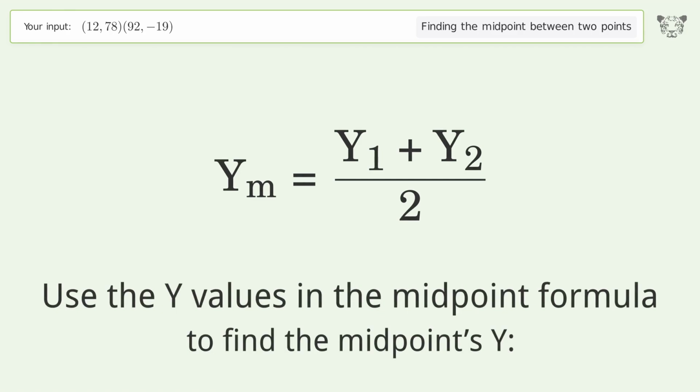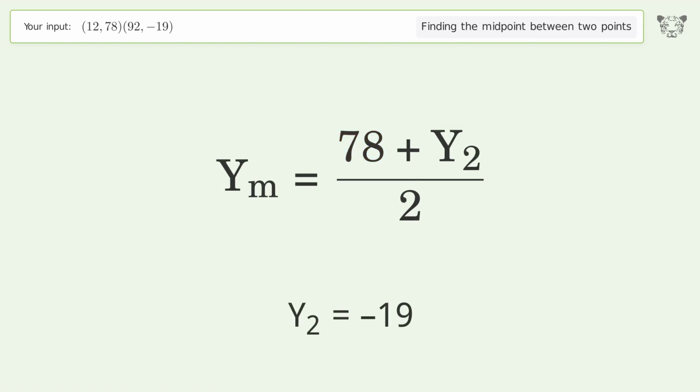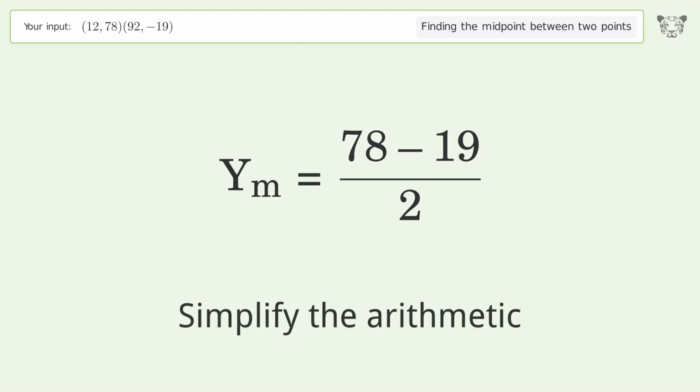Use the y values in the midpoint formula to find the midpoint's y. y1 equals 78. y2 equals -19. Simplify the arithmetic.